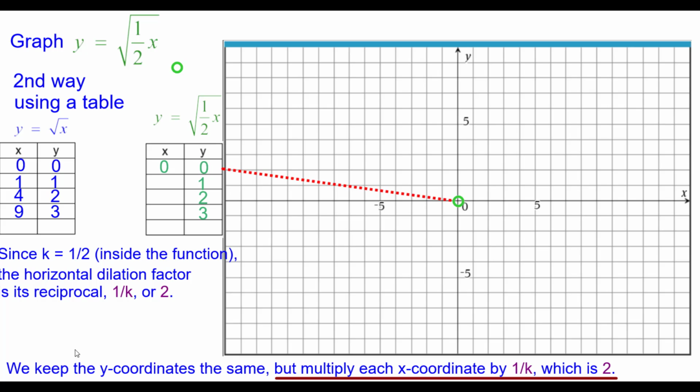Press pause and finish the table and plot the rest of the points. Resume when you're ready. One times 2 is 2, 2, 1. 4 times 2 is 8, 8, 2. 9 times 2 is 18, 18, 3 is pretty much off the grid, but in that direction.